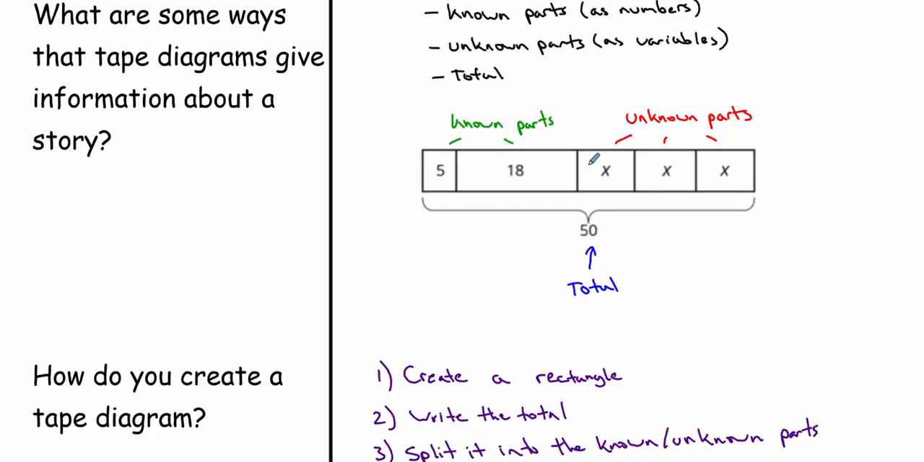Then we want to split the tape diagram into parts that we know. We can make equal parts and put variables in there if we have something that's split up equally among some people or something like that. We can make parts for the known values, and we could put numbers in those. That's it.